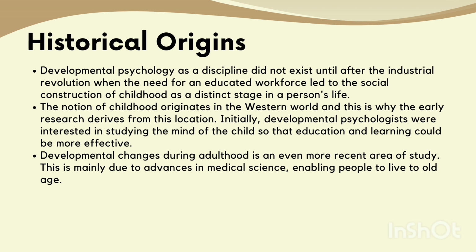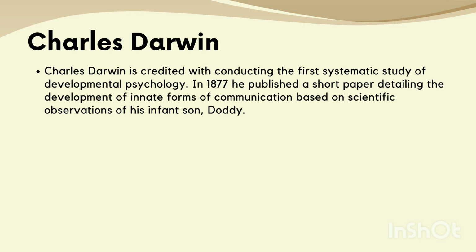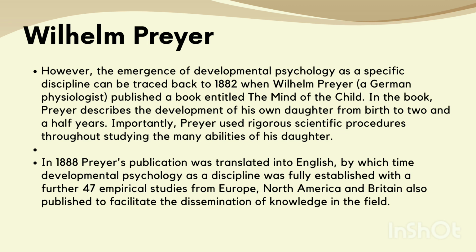Developmental changes during adulthood is an even more recent area of study. This is mainly due to advances in medical science, enabling people to live to old age. Charles Darwin is credited with conducting the first systematic study of developmental psychology. In 1877 he published a short paper detailing the development of innate forms of communication based on scientific observations of his infant son, Doddy.